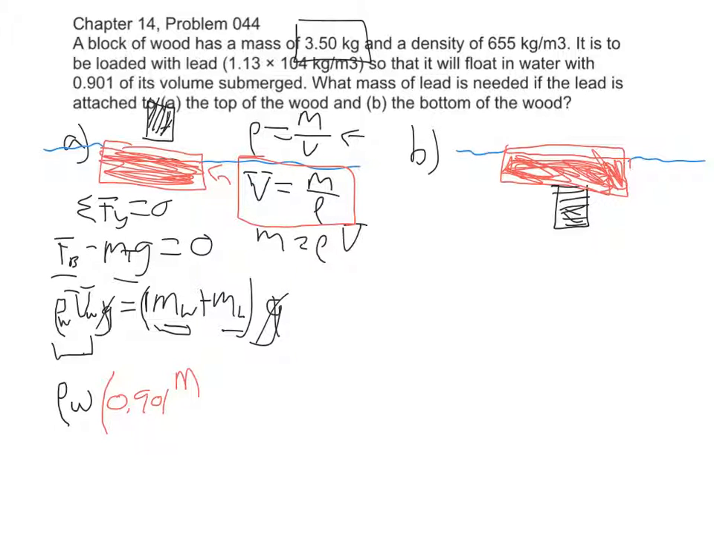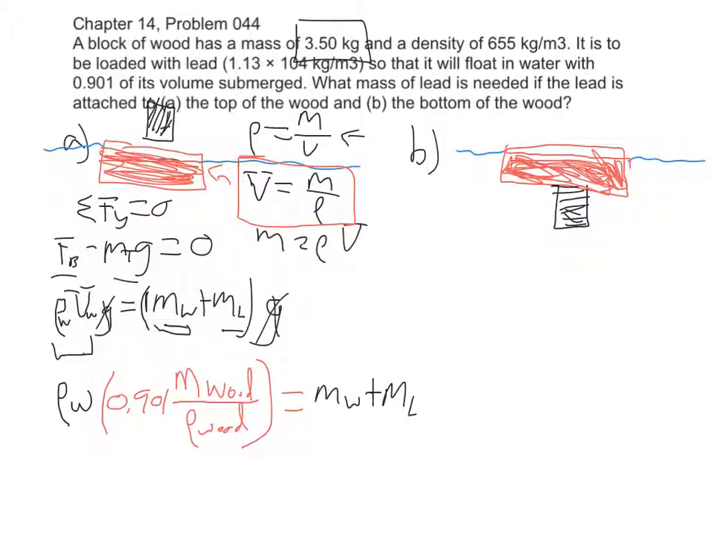So it's 90% of the mass of the wood divided by the density of the wood. And that, again, is going to be equal to the mass of the wood plus the mass of the lead. So with that in mind, you should be able to determine the solution to the first part of the problem, find the mass of the lead, pretty straightforward.